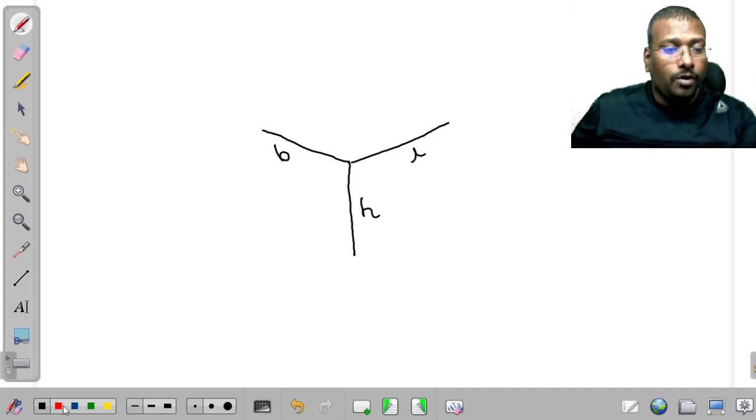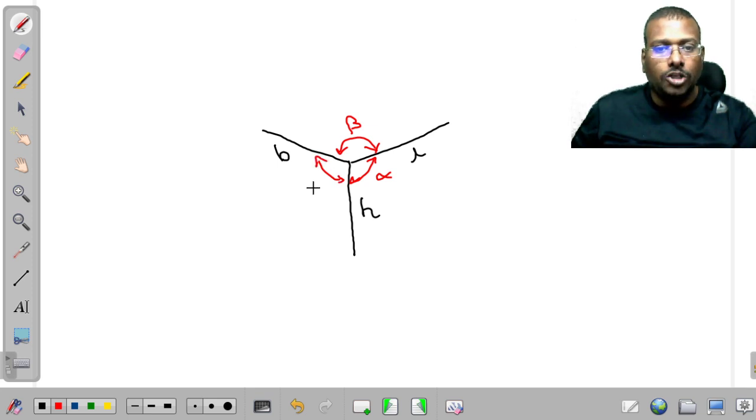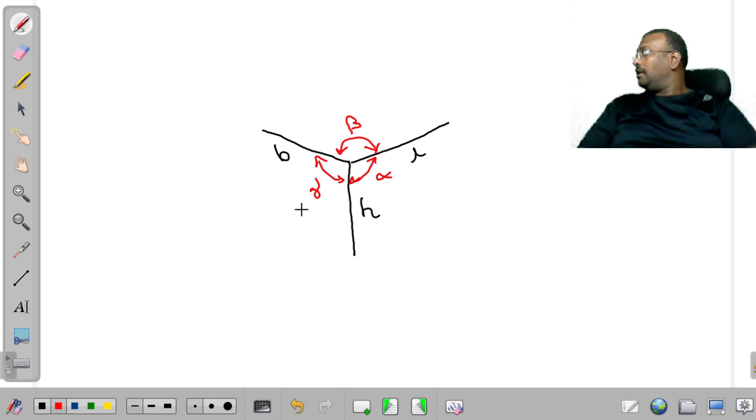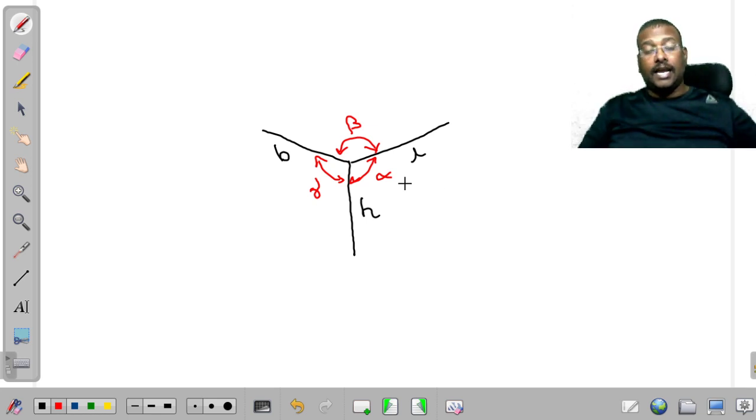Therefore, I am going to consider them. The angle between length and height, I am assuming as alpha. The angle between length and breadth, I am assuming as beta. The angle between breadth and height, we are assuming as gamma. So here, these are the three axes.